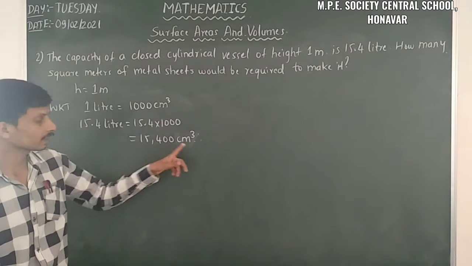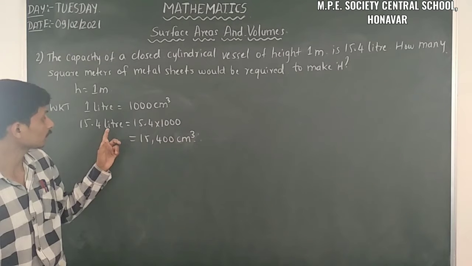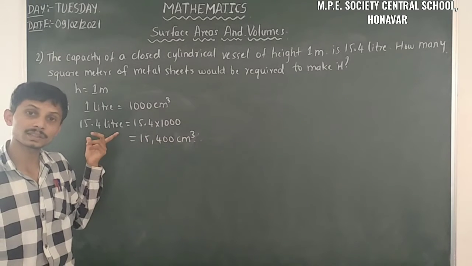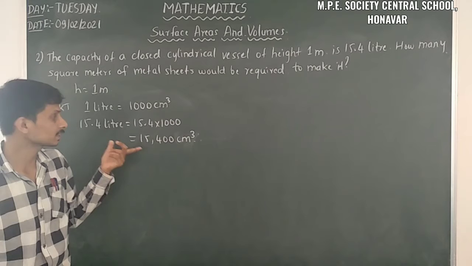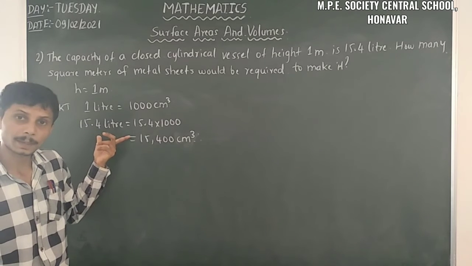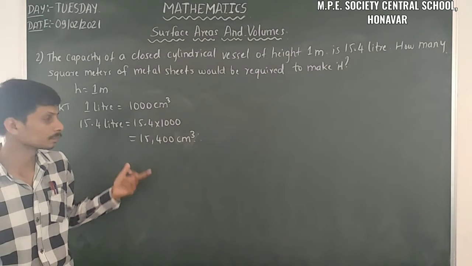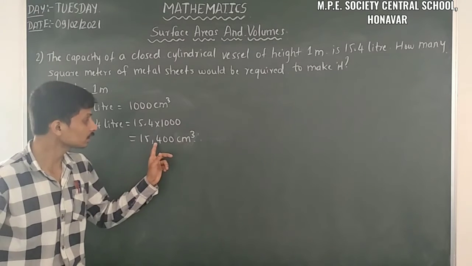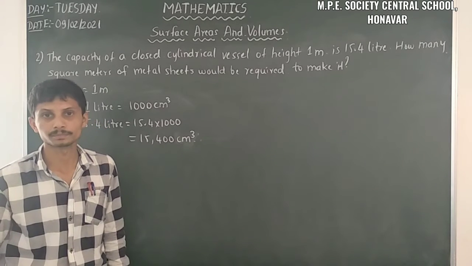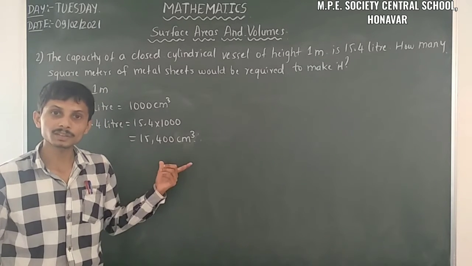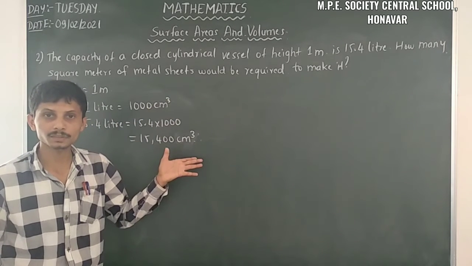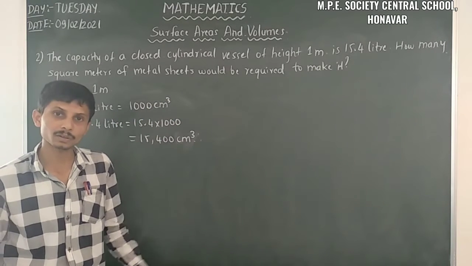As 15,400 centimeter cube, that is 15.4 liter, nothing but, so that cylindrical vessel, if it is any cylindrical vessel having the capacity of 15.4 liters means, so that one having a volume of 15,400 centimeter cube only. So here we have the volume of the cylindrical vessel. So volume of the cylindrical vessel we found out, and using that one we have to find out the radius.